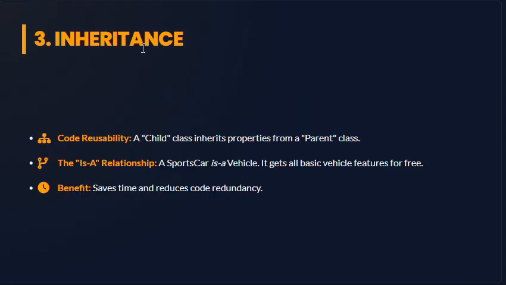The third pillar is inheritance. This is the secret to code reusability. In the real world, a child inherits traits from their parents. A child class inherits properties from a parent class. For example, a sports car is a type of vehicle. It inherits the basic engine and wheel logic automatically. This saves us from rewriting the code over and over again.